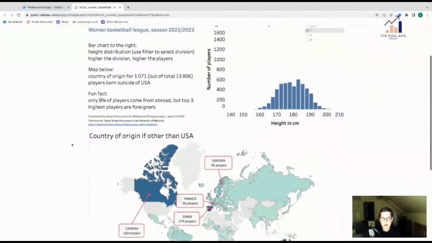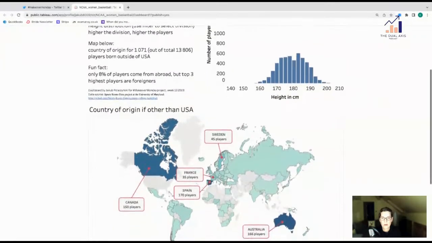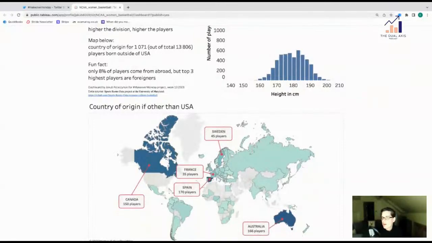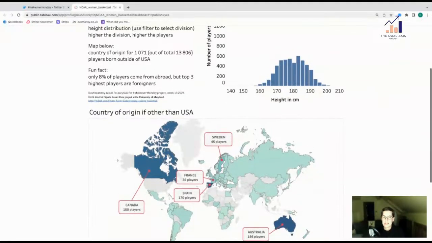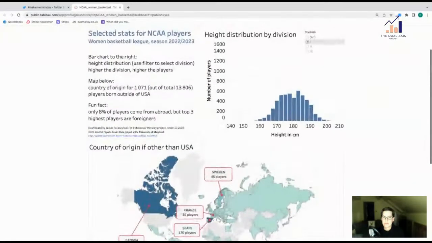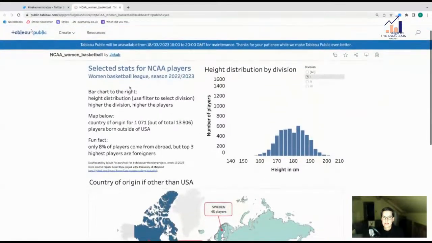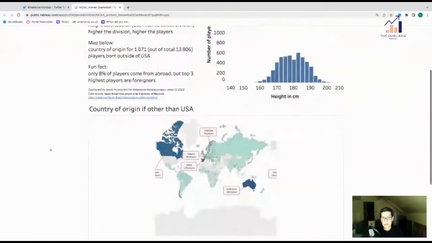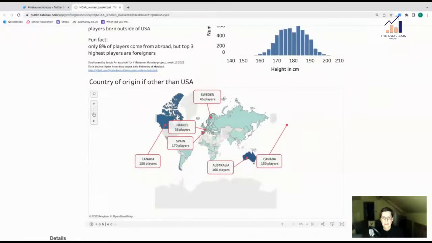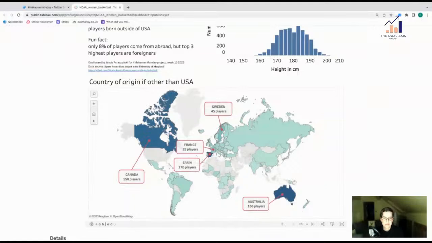The map below is the country of origin for. Okay, so how is that relevant for the height of players? There's some selected stats, which is fine. So you're looking at height, but then you're also looking at country of origin. I'm sure there's some correlation, but at the same time, I'm like, okay, how is it connected? And why are some countries blue and some countries light blue? I guess it's the number of players that determines the intensity of the blue. But why are certain countries called out and others are not?